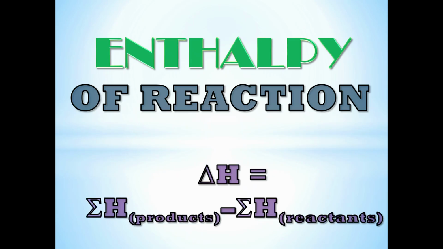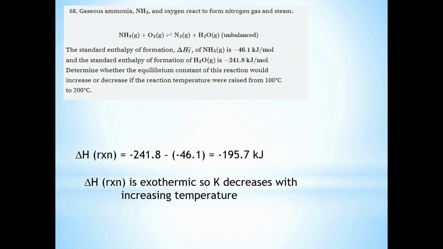Okay, enthalpy of a reaction from last semester is the sum of the enthalpies of the products minus the enthalpies of the reactants. Again, we'll get back to this in chapter 18. But they give me a reaction in which ammonia is reacting with oxygen to make N2 and H2O.